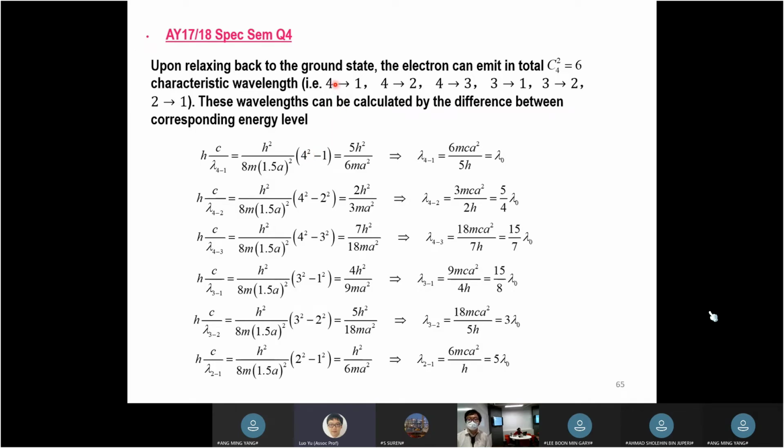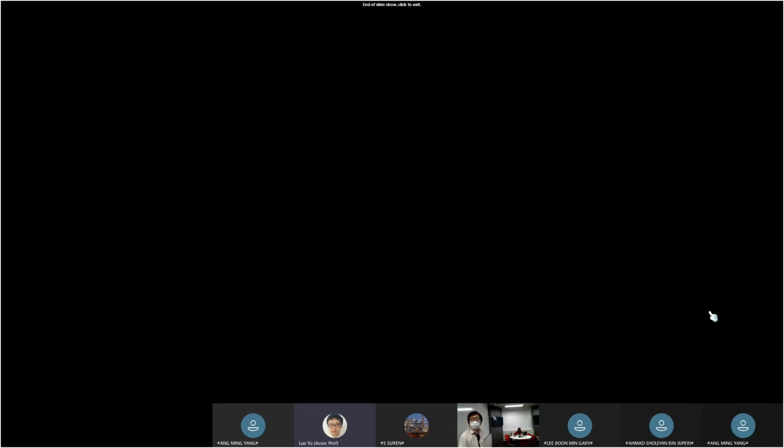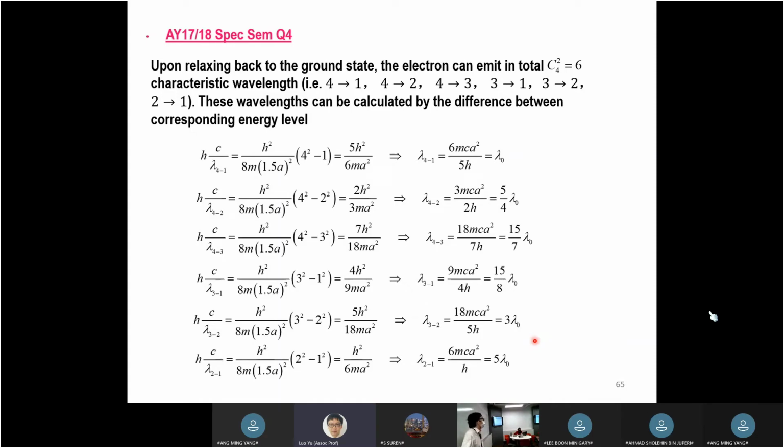Then you just substitute the corresponding n. For example, for 4 to 1, we have 4 squared minus 1 squared, so you can say it's just equal to lambda naught. Then for 4 to 2, it is 4 squared minus 2 squared, which is equal to 5 over 4 times lambda naught. Then you do that for the other transitions, such as 4 to 3, get the corresponding energy difference, and compare it with my original lambda naught. You will be able to write everything as a function of lambda naught in this way. Okay, so look at the math yourself.